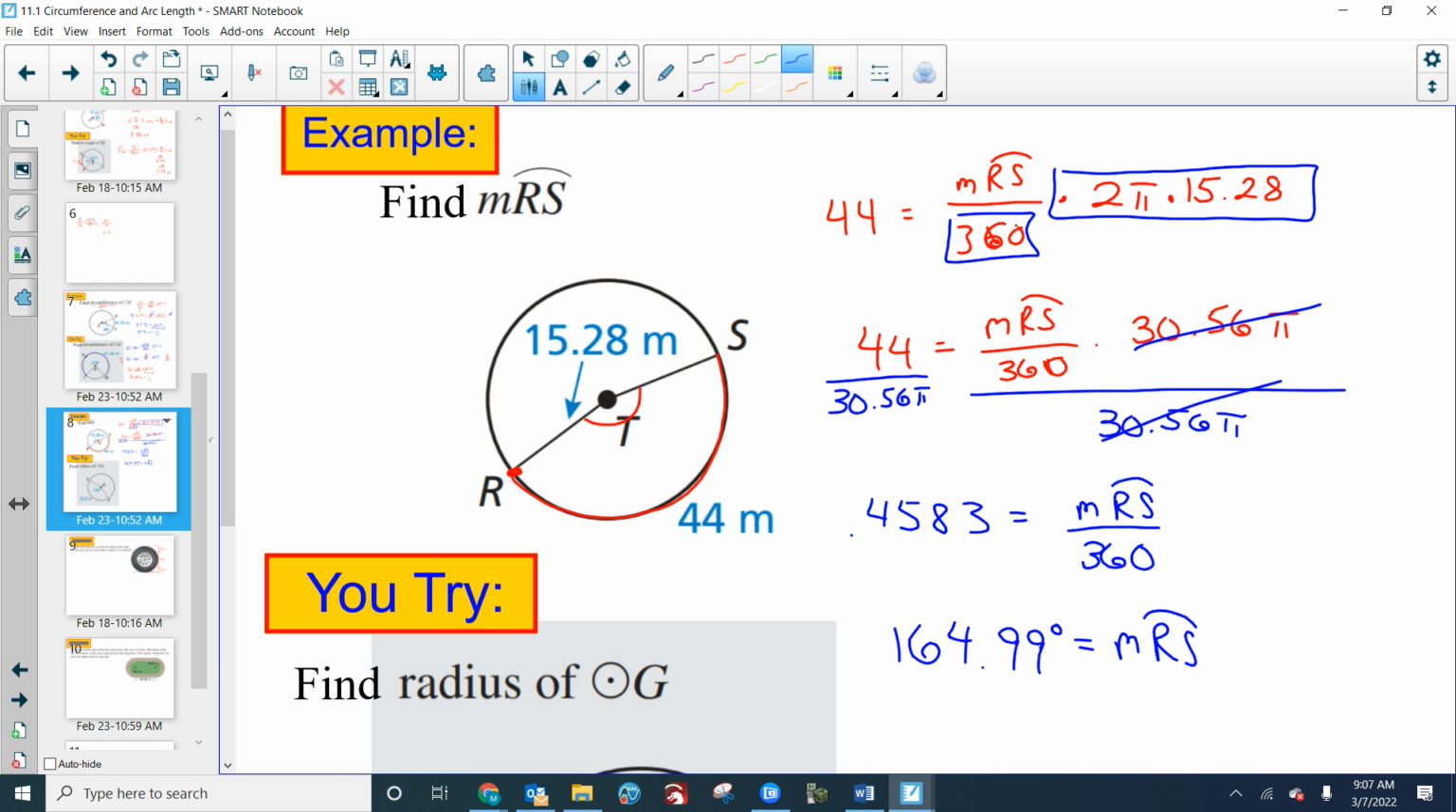Okay. Never mind. You sure? Would it be okay if we rounded to 165 degrees, or should we leave it with a decimal? That's really close. I mean, that's 1/100th of a degree. I'd be okay if you rounded to 165. It didn't really tell us, so I usually round to the nearest hundredth just to be safe.